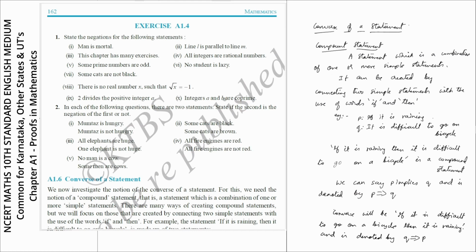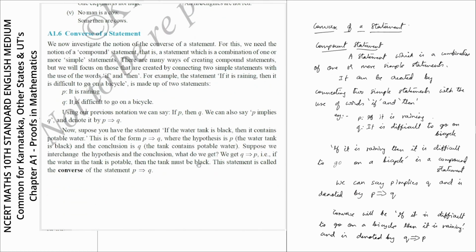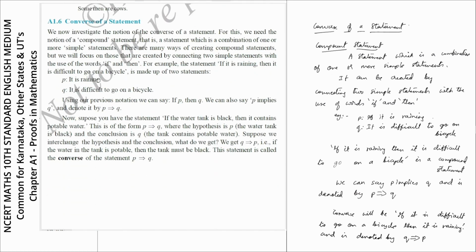The next topic in this chapter is converse of a statement. Now consider two statements. First statement is P, it is raining. The second statement is Q, it is difficult to go on a bicycle. Now if I combine these two statements using the words if and then, I can write it as if it is raining, then it is difficult to go on a bicycle.